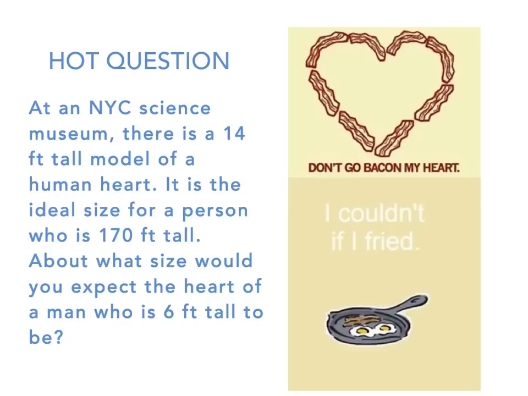So at an NYC Science Museum, there is a 14-foot tall model of a human heart. It is the ideal size for a person who is 170 feet tall. About what size would you expect the heart of a man who is 6 feet tall to be? So remember, when you're building your proportion, same values go on the same lines. So height of the person and height of the heart should go on the same lines, and then the same values. So the 14-foot tall model and the 170-foot tall person should be in the same ratio.